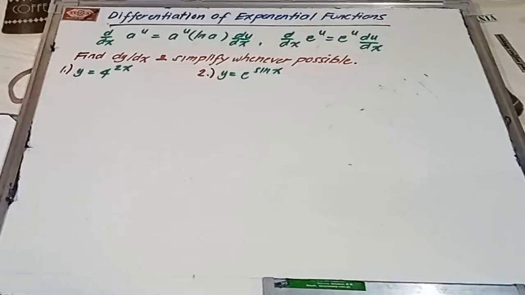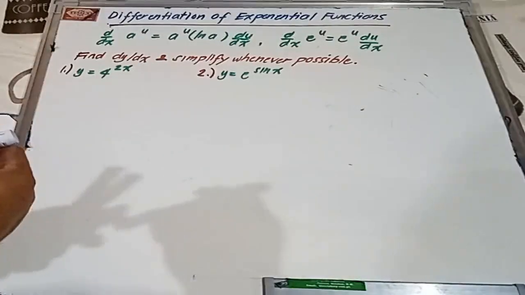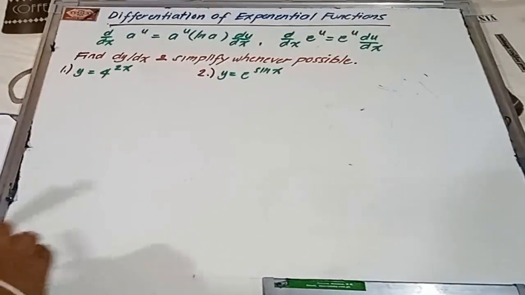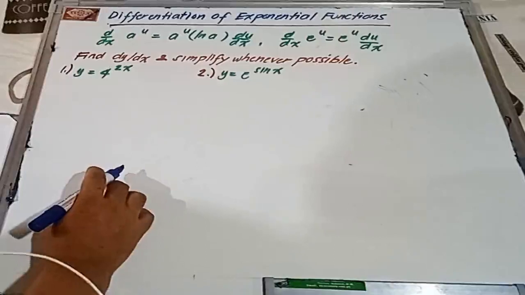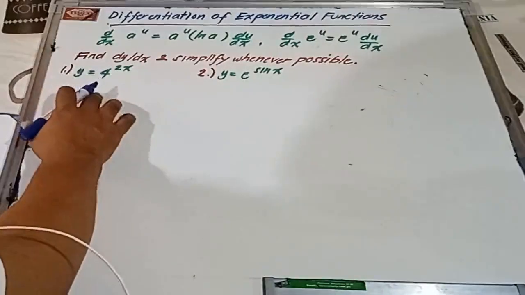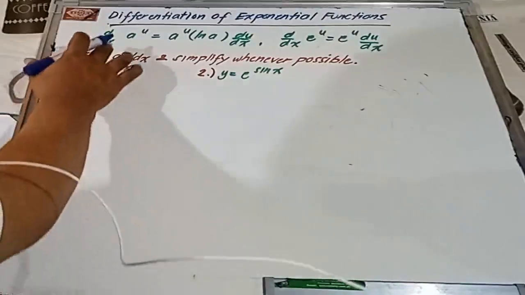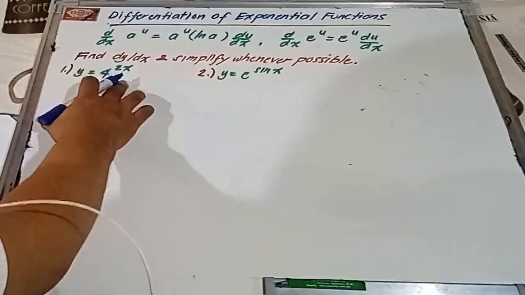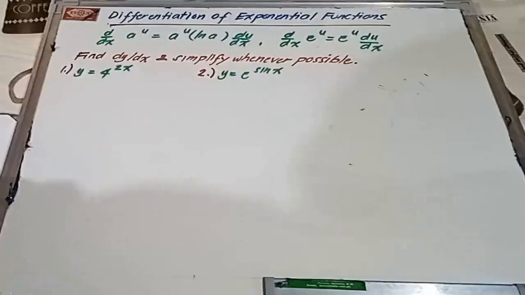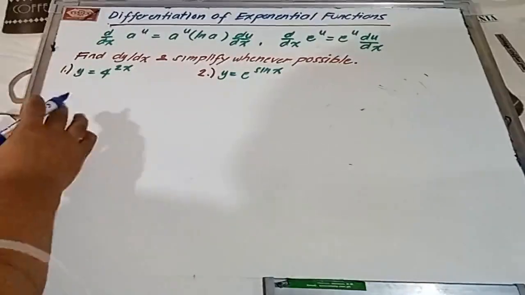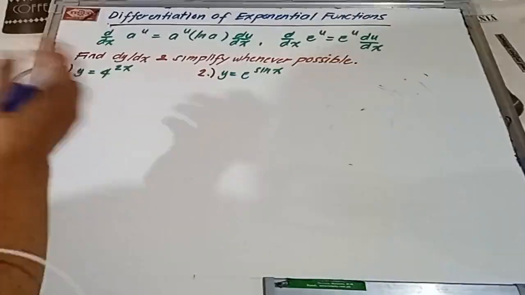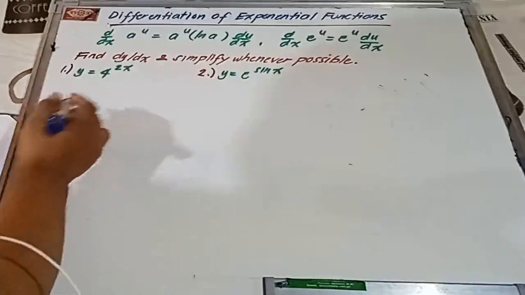Okay? So, para doon sa first function natin, we're going to use the first formula, that is the derivative of a to the u. And if we're going to match itong given function natin doon sa ating a to the u, yung a natin is equal to 4, u is 2x. Okay? So, determine natin si dy over dx by taking the derivative ng both sides of our equation. Derivative of both sides of the equation with respect to x.